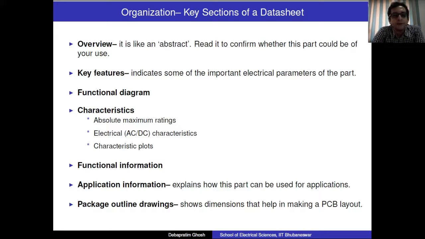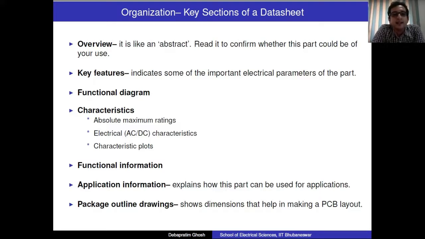The first section of characteristics, which is most important, is the absolute maximum ratings. That means the maximum voltage, the maximum current, the maximum power, for example, the maximum temperature, which that device can withstand without breaking down. So these are nothing but safety information that the designer should keep in mind and use the part in safe operating conditions.